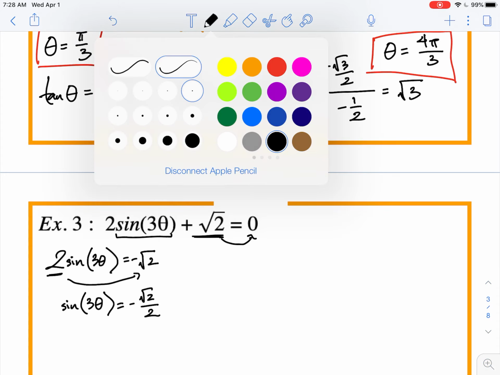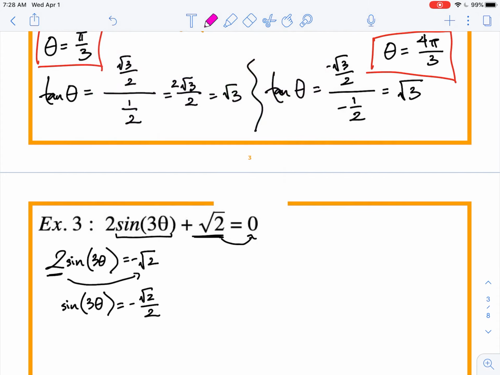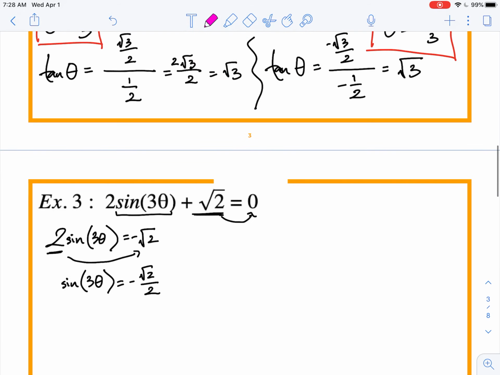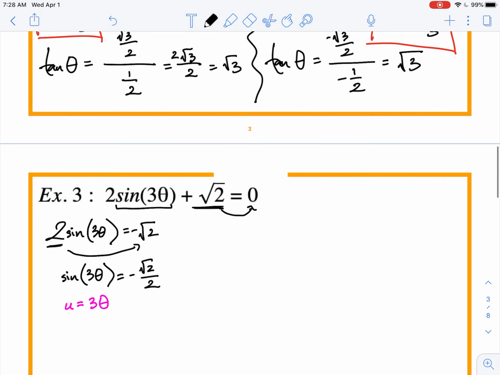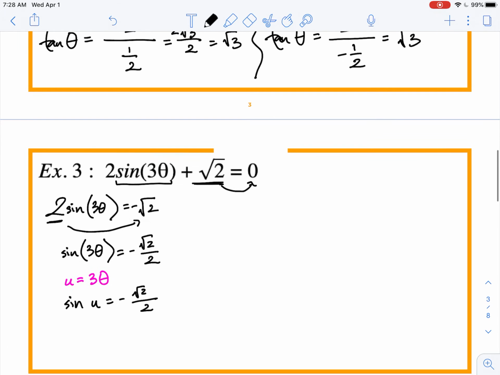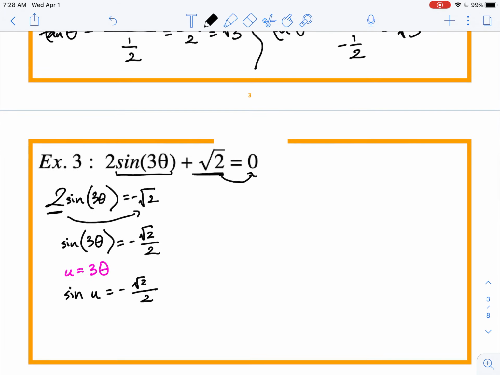Now, I'm going to pause for a moment here, and I'm going to use a u substitution to help us simplify this problem a little bit. I'm going to have us set u equal to 3 theta, and then we're going to plug the u back in later on. So right now our question looks like sine of u equals negative root 2 over 2. And so what that means is you're going to arc sine both sides.